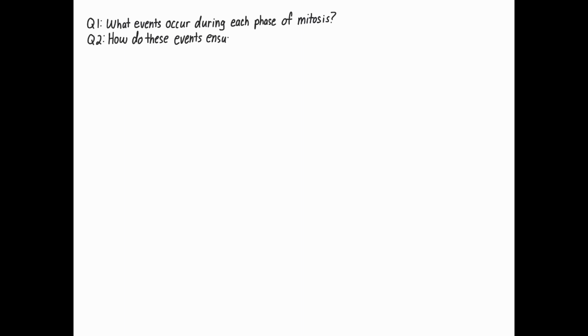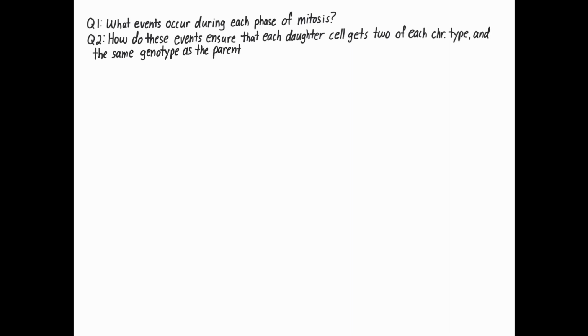Now, as always, remember to fill out the learning guide at the end of the video, and by the end, you should be able to answer two questions. And our two questions are: what events occur during each phase of mitosis? And how do these events ensure that each daughter cell gets two of each chromosome type and the same genotype as the parent cell?